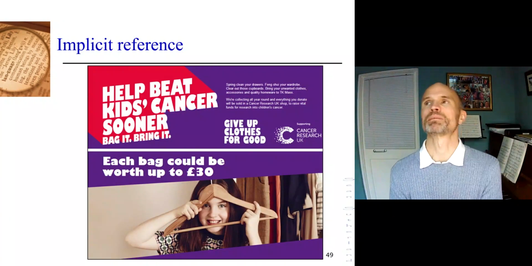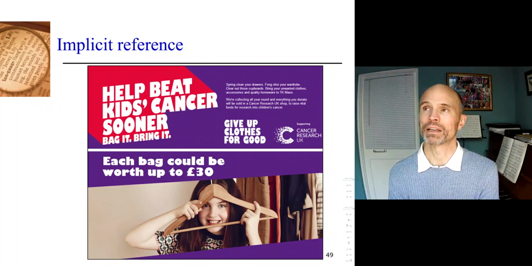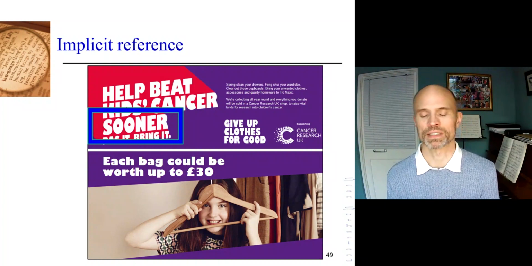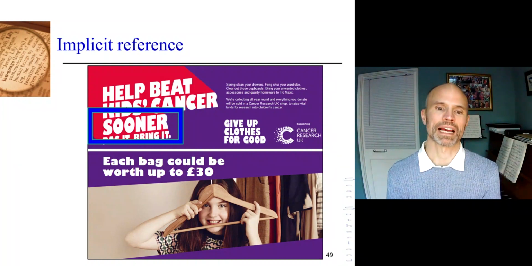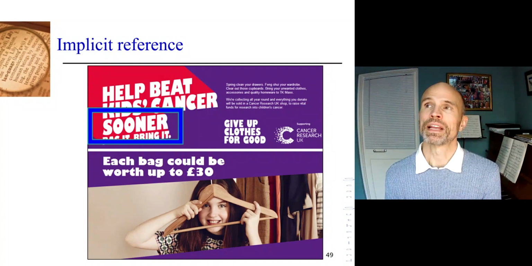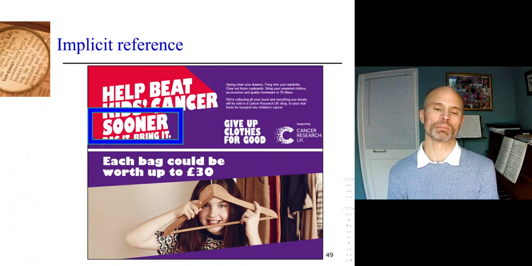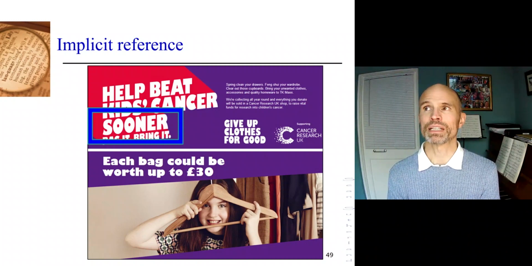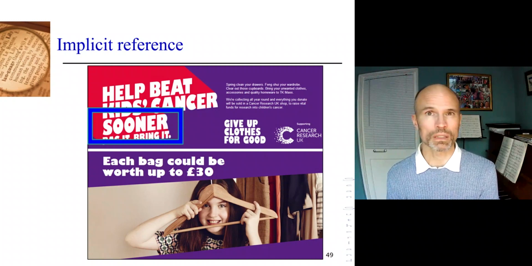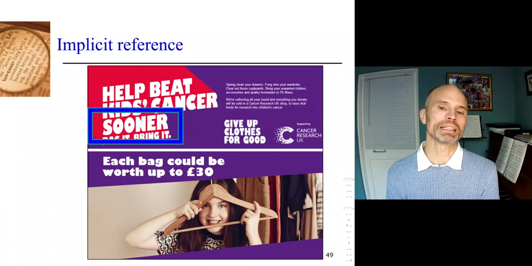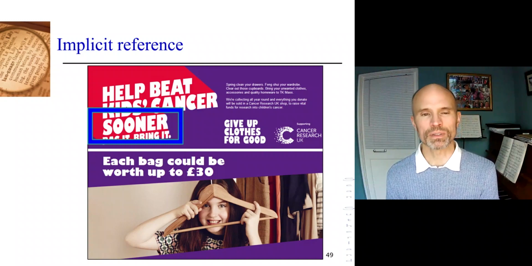Now, sometimes we do make the comparisons implicit. We don't actually say what we're comparing to, right? If you look at sooner here, I saw this on the tube. Help beat kids cancer sooner. They don't say sooner than what, but here it's easily interpretable, right? I mean, if I say this tree is taller, you'd be thinking, well, taller than what? Taller than the house, taller than the tree, taller than whatever. Not necessarily clear. Help beat kids cancer sooner is pretty easy to interpret.